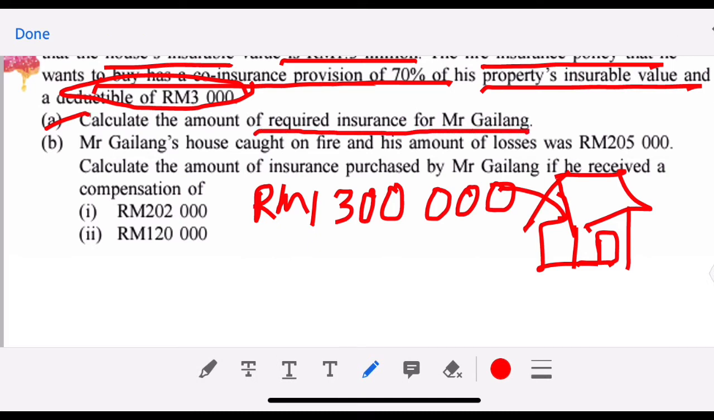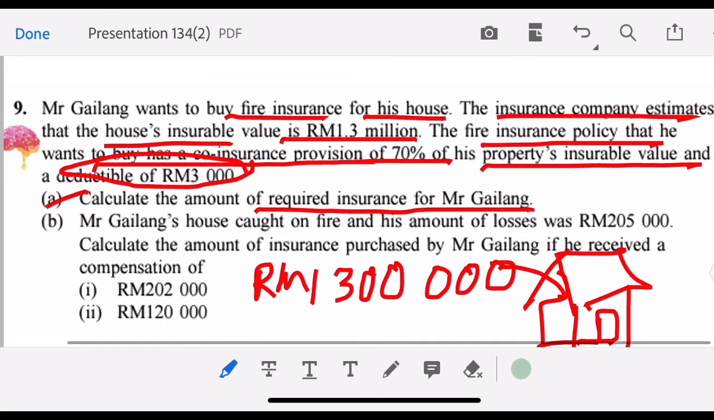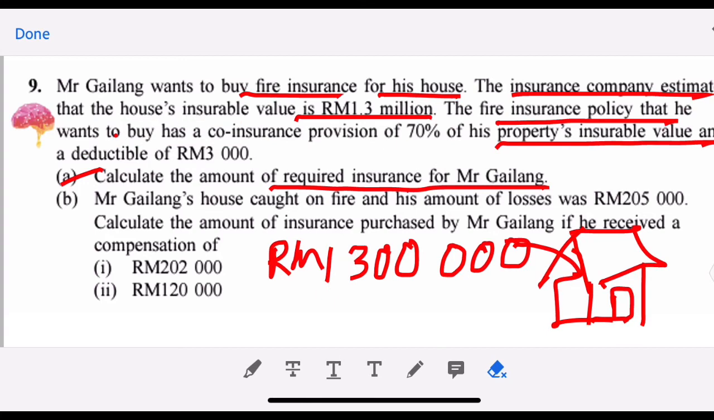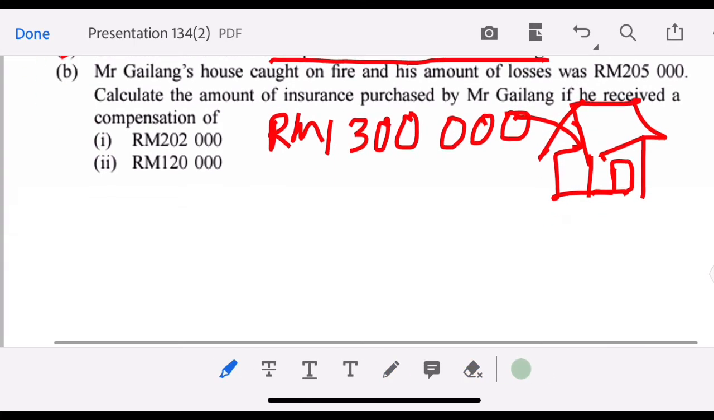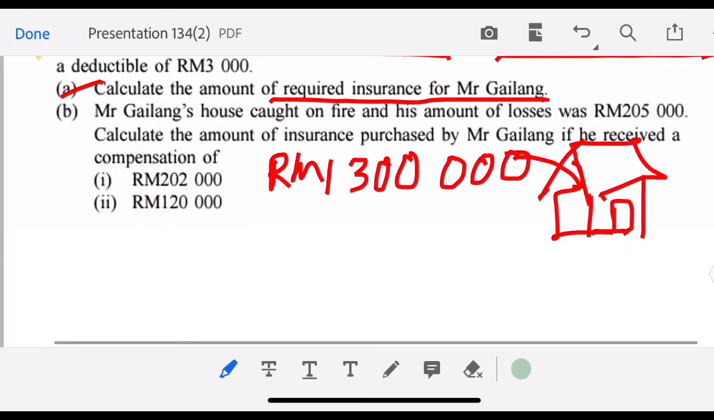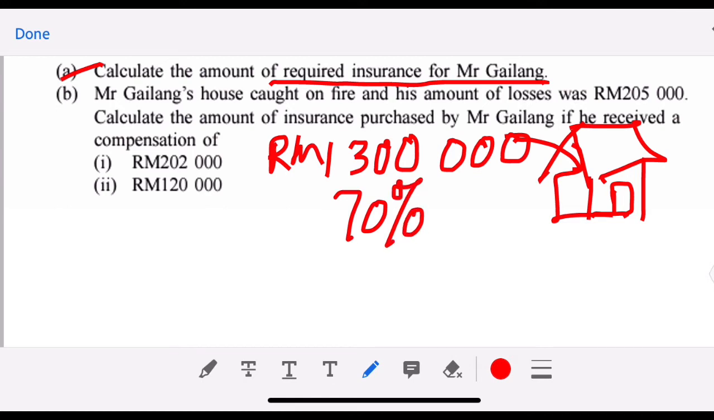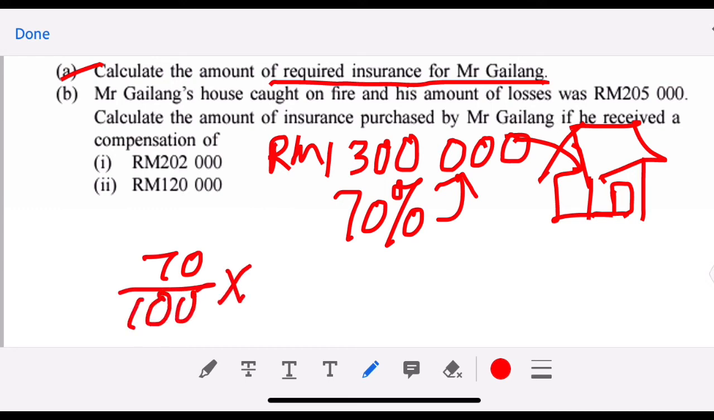So according to the question, he has a co-insurance provision of 70%. That means we will take the 70% of the 1.3 million, right? So if you take 70% times 1,300, okay, 1.3 million.